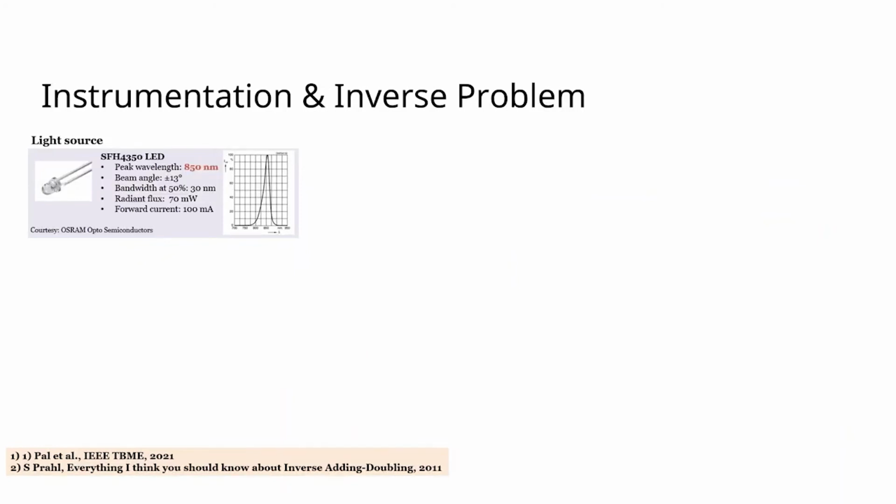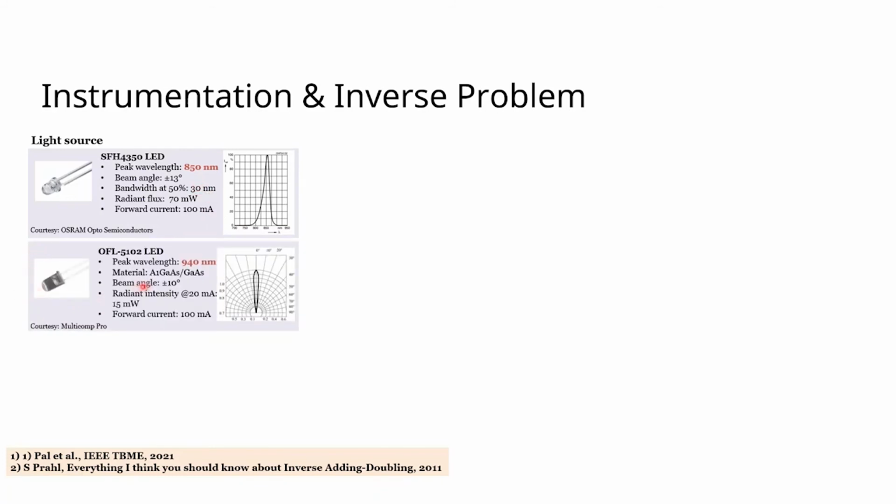To talk about the instrumentation, we worked with three different LEDs. For 850 nanometers, we use the LED from OSRAM Opto Semiconductors. You can see that it has a very low beam angle, and we also put a Fresnel lens in front of the LED to focus the light source.